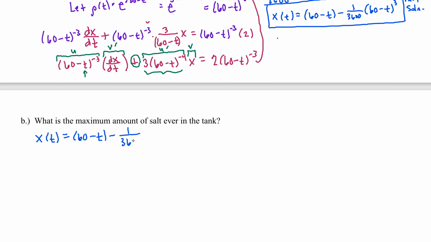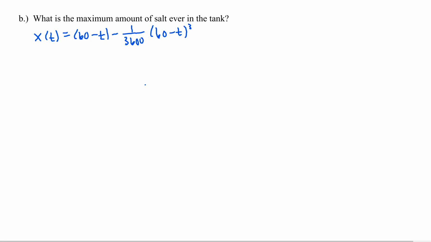We need to maximize this function. So think about it. How do you find the maximum of a function? Well, you're right back down to calculus 1. You need to find a derivative, set it equal to 0, get your critical values, and run either the first or second derivative test to determine if it's a max or a min. So let's do that. We'll find our first derivative, x prime of t, so we're differentiating with respect to t.